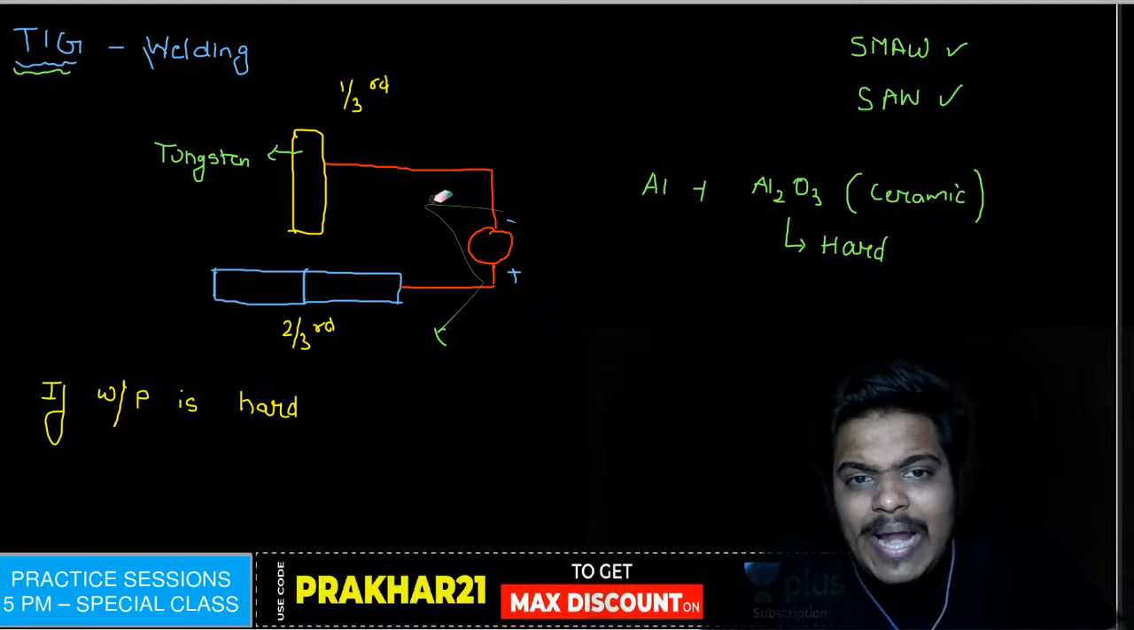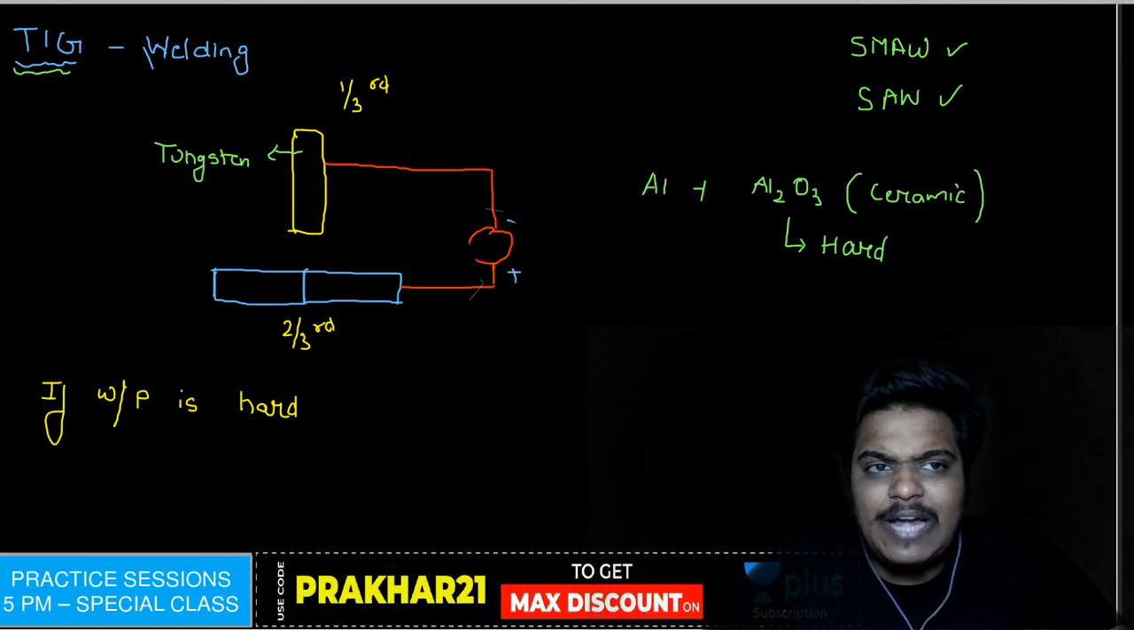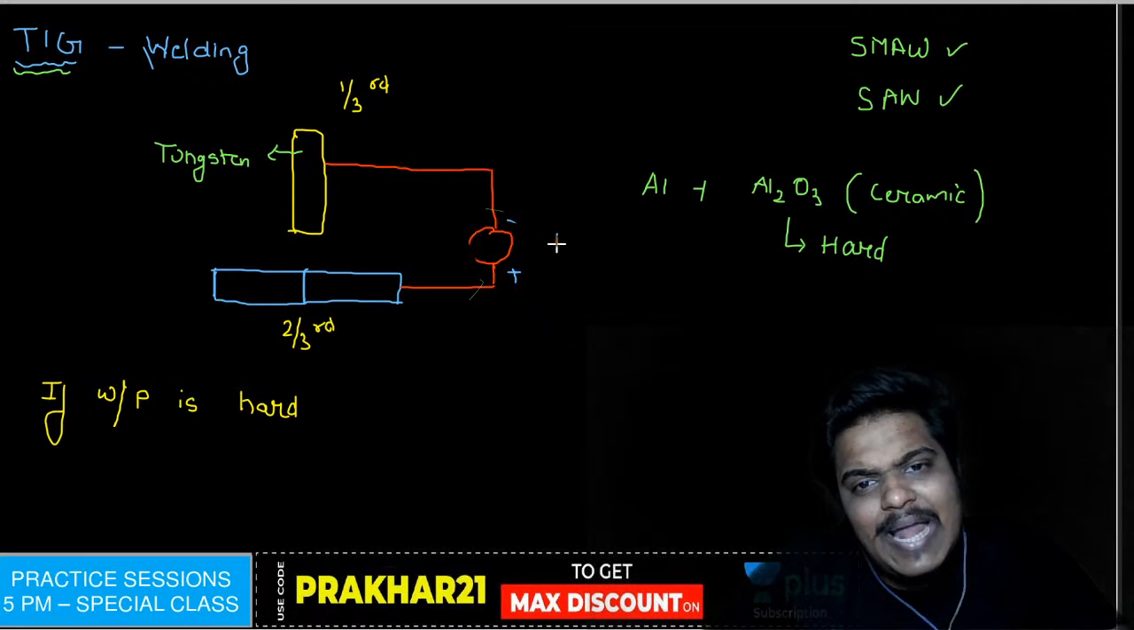Okay, when you are having this polarity, that is the workpiece connected to the positive terminal and the electrode connected to the negative terminal, that we have seen yesterday. This is direct or straight polarity.